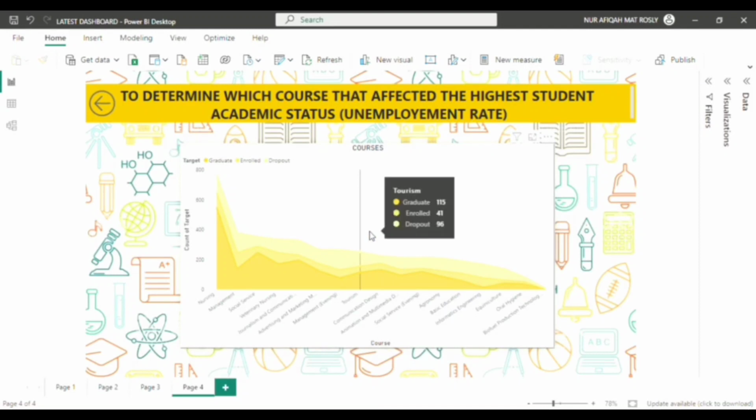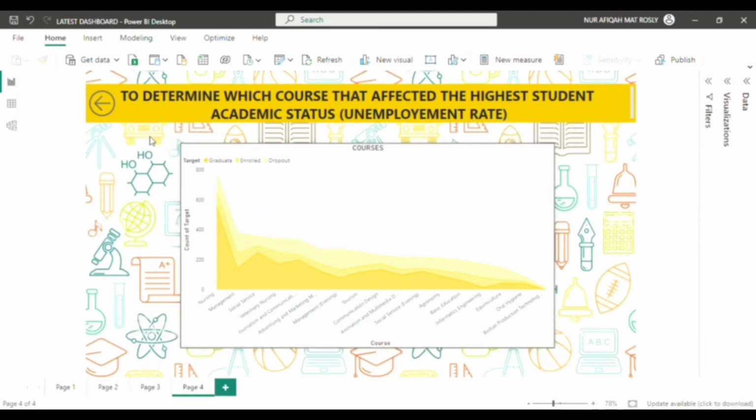For the last objective, there is a dashboard that can fulfill the objective of this project, as seen on this graph. Nursing has the highest amount of students compared to other courses. But the highest number does not guarantee that it produces many graduate students. That's why we make an evaluation to see which courses are more guaranteed to lead to higher job opportunities. On each page, there is also a back button that allows us to return to the previous page to make it easier for users to see each analysis.